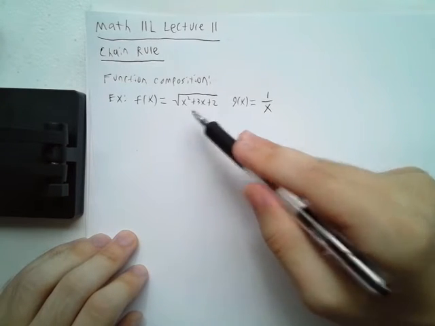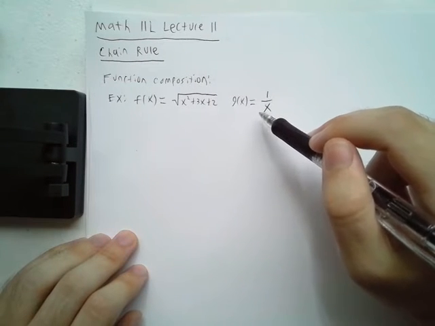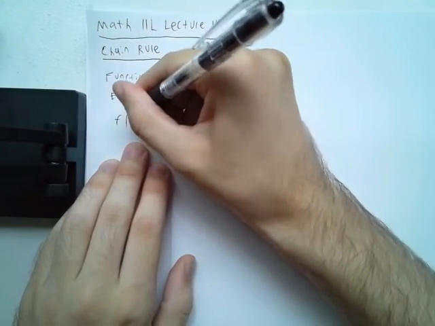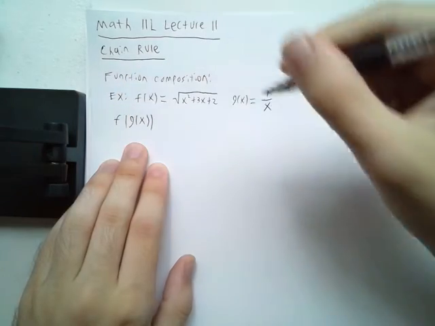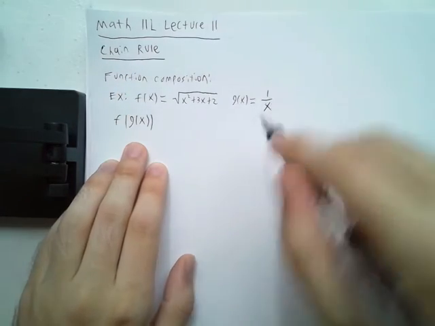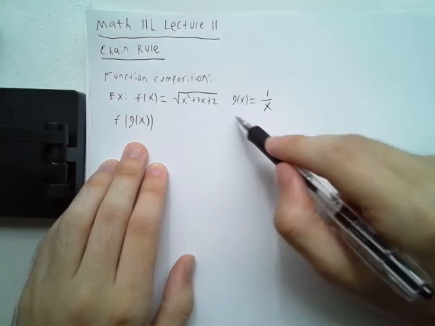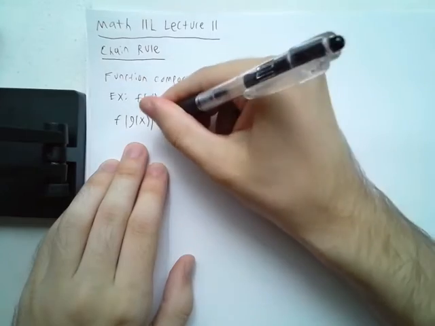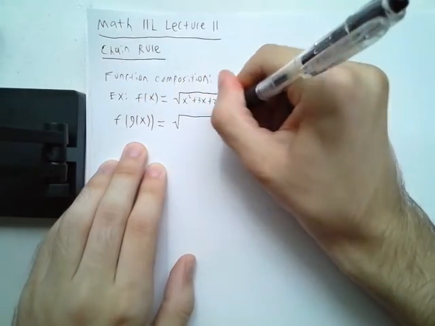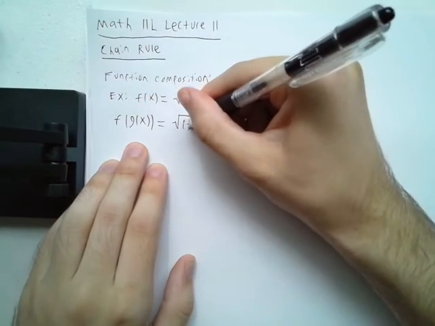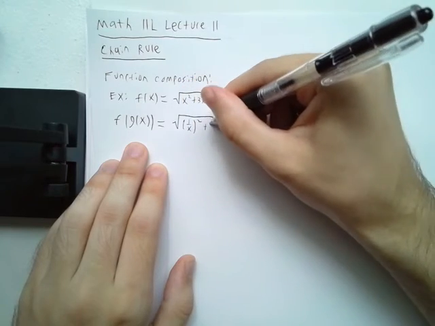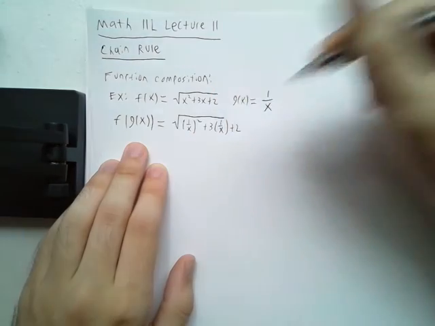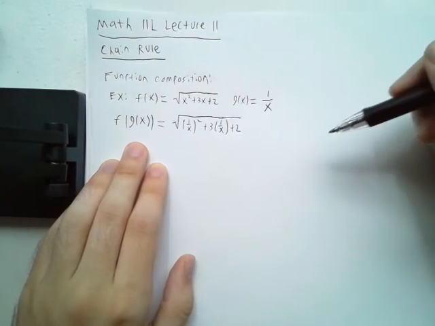So for example, suppose I have these two functions, f of x and g of x, and I want to find the composite function, which is written as f of g of x. Well, what I would do is I'd take this formula for g of x and I'd plug it in for everywhere I see an x in f of x. So in this case, I would get 1 divided by x squared plus 3 times 1 divided by x plus 2. And this would be my composite function.